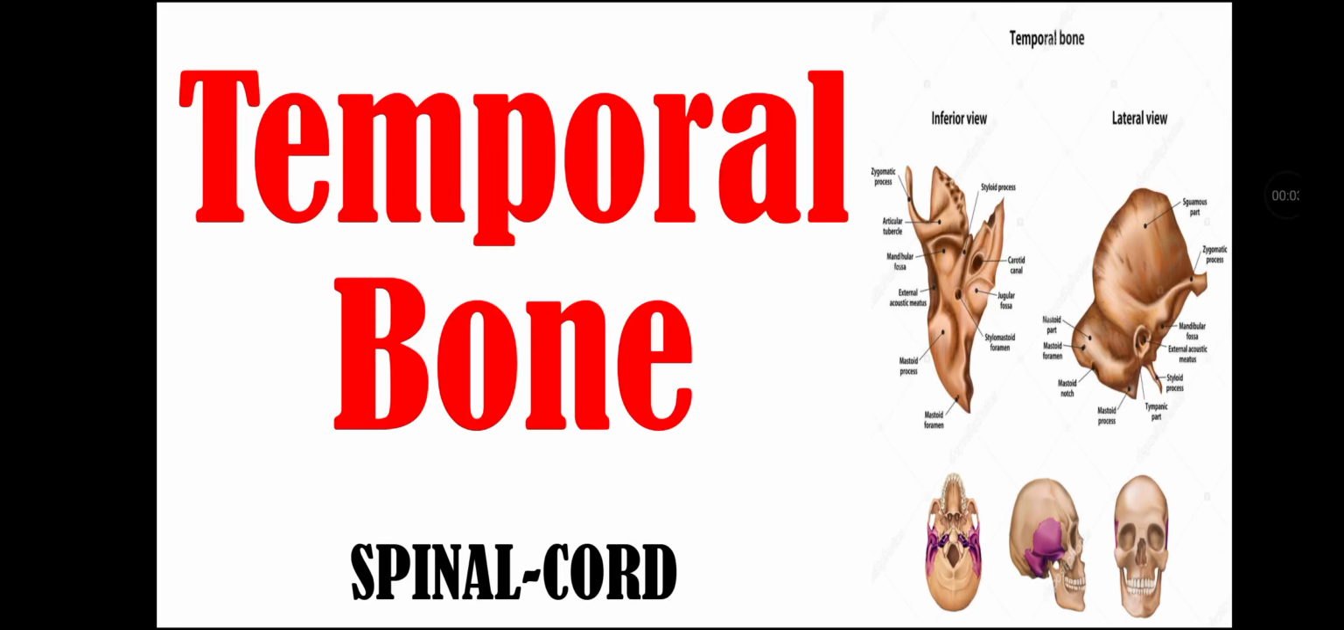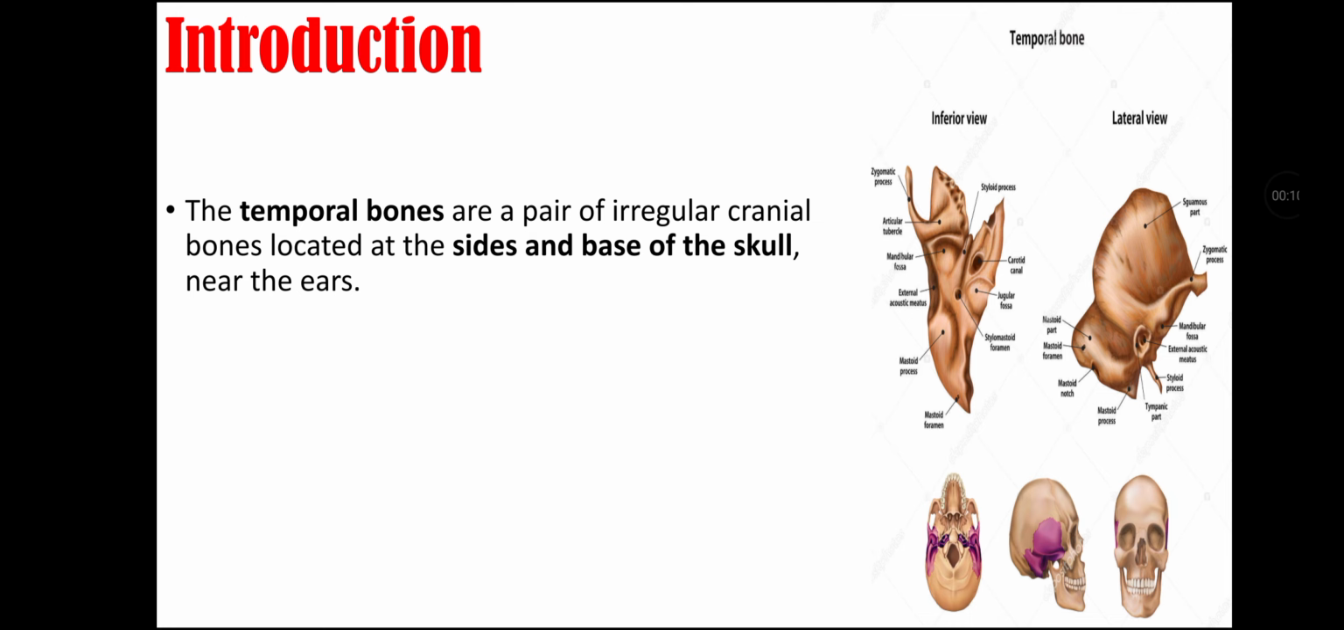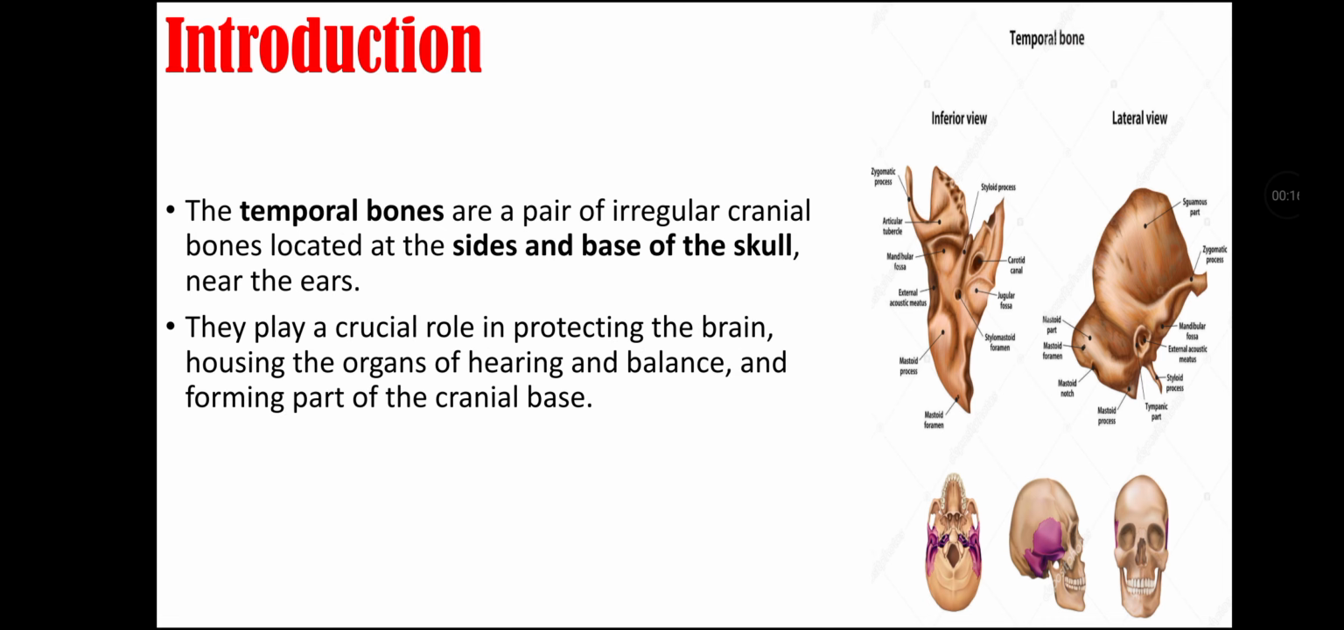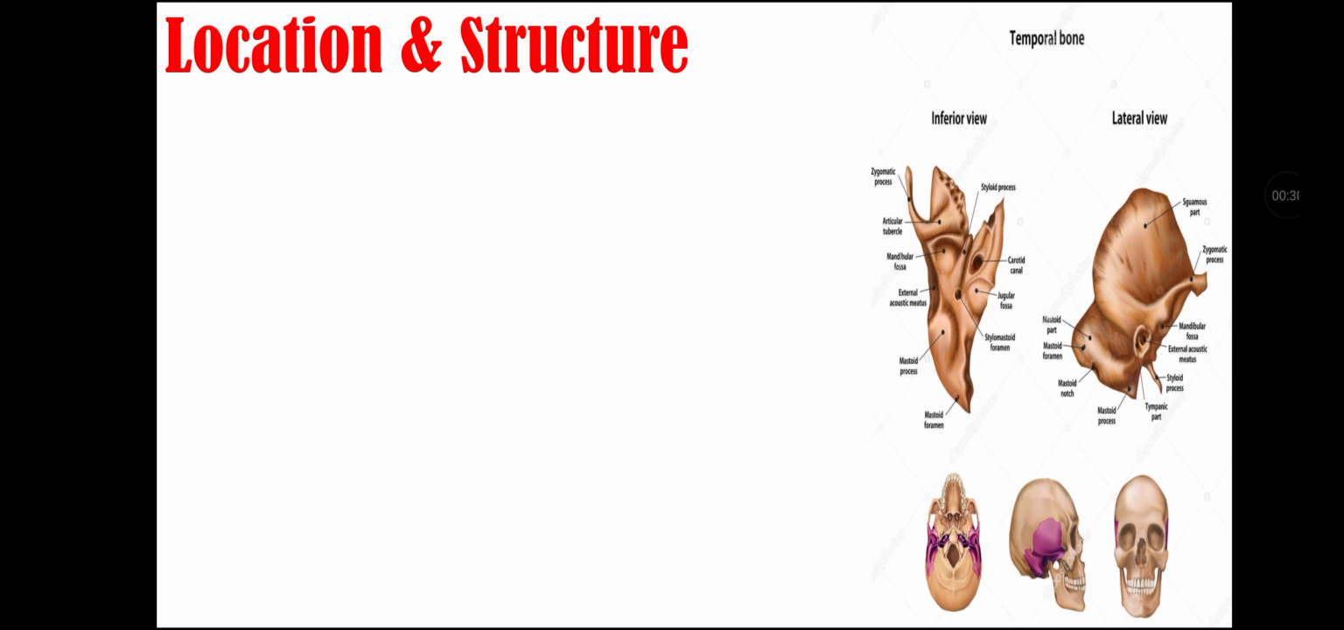Today we are going to talk about temporal bone. So let's start our topic with introduction. Temporal bones are the pair of irregular cranial bones that are located at the sides and base of the skull near the ears. They play a crucial role in protecting the brain, housing the organs of hearing and balance, and forming part of the cranial base. Temporal bone is one of the most complex bones in the skull as it contains multiple parts with important anatomical structures.